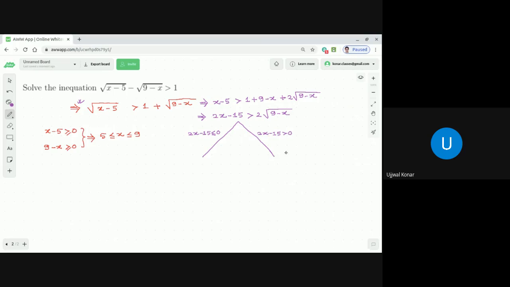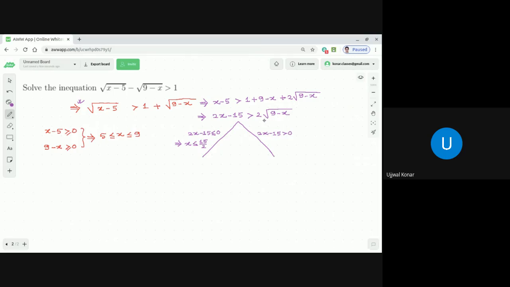Now if 2x minus 15 is less than or equal to 0, that implies x is less than or equal to 15 by 2. Correct, na, dear students? Then what are we going to get? If 2x minus 15 is less than 0, that means when x is less than or equal to 15 by 2, we see that 2x minus 15 is less than 0. That means that 2 into square root of 9 minus x is less than 0. Correct, no? Which is impossible.